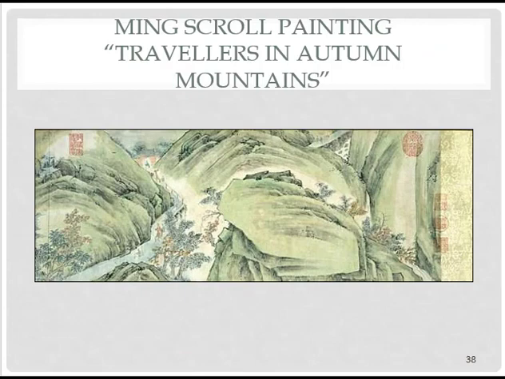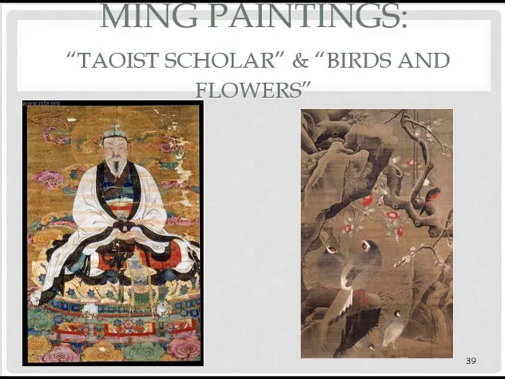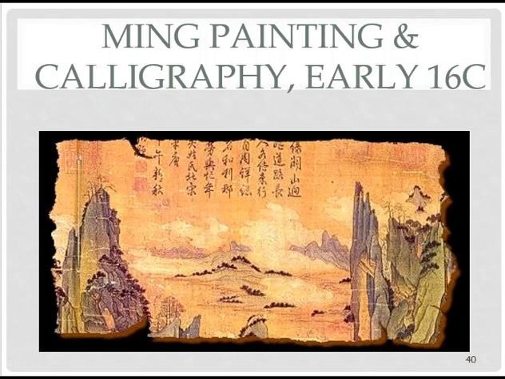Here is a Ming scroll painting called Travelers in Autumn, and what it would do is it would be rolled up, and it tells the story as you unroll it. A couple more Ming paintings, a Taoist scholar, and birds and flowers. Do you see the softness of the pictures and the symmetry involved? This is another one of those things that would be rolled up. It's a story, and I forgot the story I heard at one point. But you would read the story as you unrolled the scroll, and the painting in the background would be the illustration to go with the story.